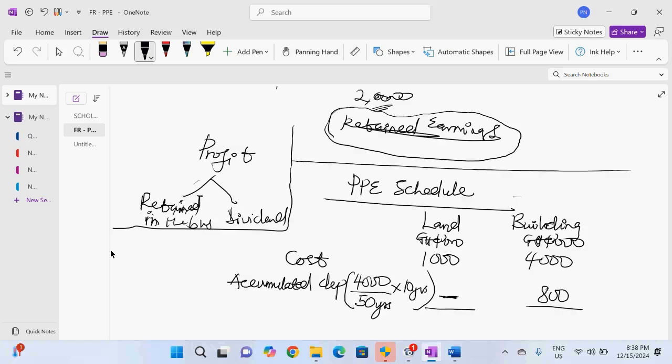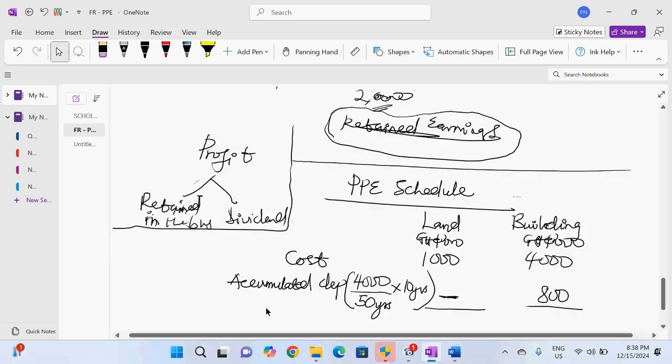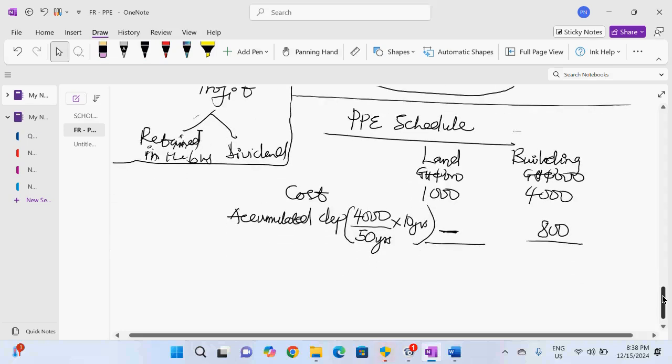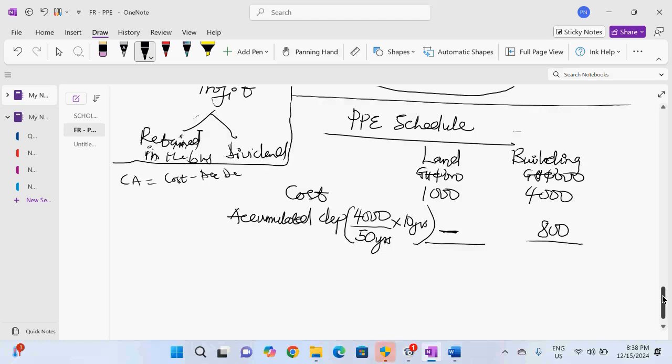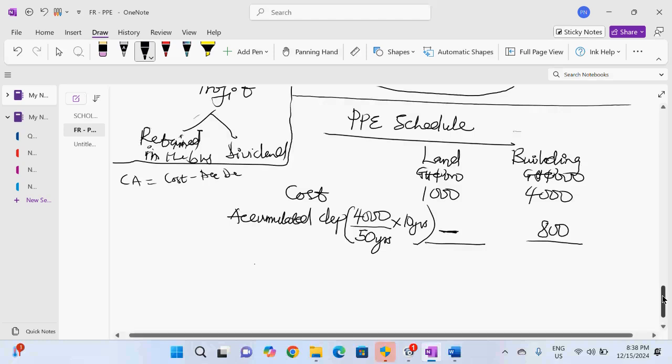So what would be our carrying amount? Carrying amount is cost less accumulated depreciation. So carrying amount is giving us what? What is our carrying amount?